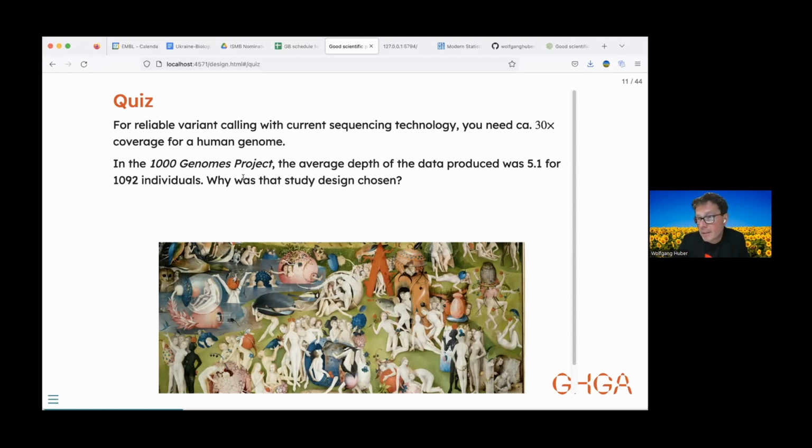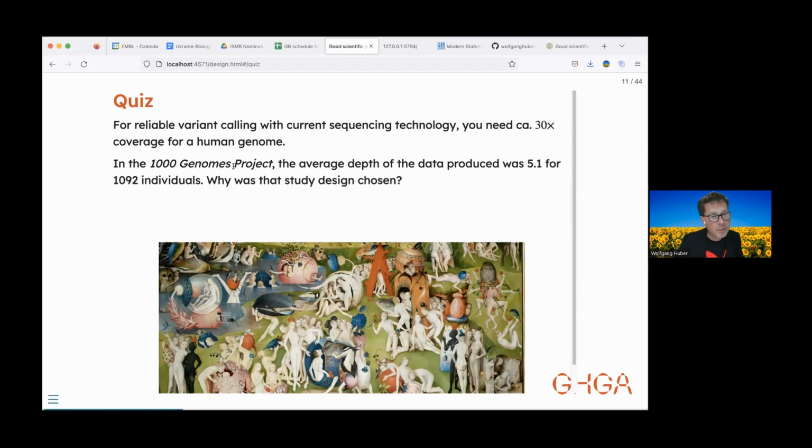So why did they use that study design? If we had 30x coverage, here it was obviously very much underachieved. Why was that study design chosen anyway? I guess the answer is obvious. In the end, we're not interested in a single person's variants.